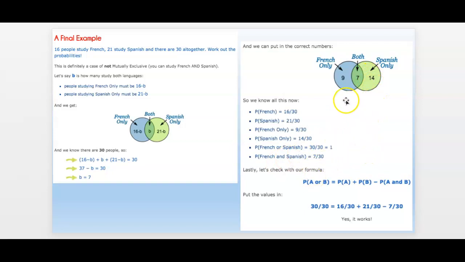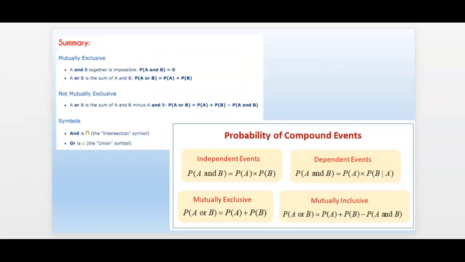And this is a good way to help prove the formula we just learned. The probability that they study French or Spanish, that's 100%. That's all of them. They all study French or Spanish. So the probability that they study French is 16 over 30. The probability that they study Spanish is 21 over 30. And then you have to subtract out the 7 over 30. So we end up with 30 over 30. I know it's a lot there.